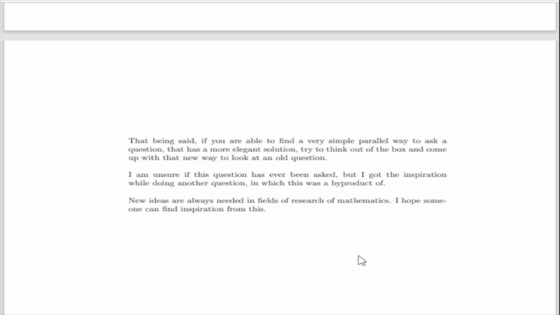try to think out of the box and come up with a new way to look at an old question. I am unsure if this question has ever been asked, but I got the inspiration while doing another question, which this was a byproduct of. New ideas are always needed in fields of research of mathematics. I hope someone can find inspiration from this.